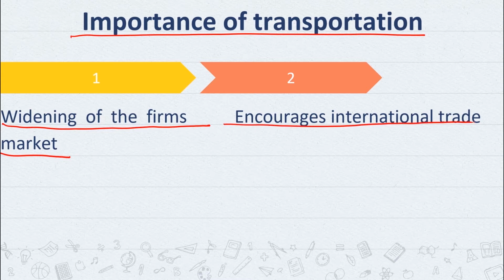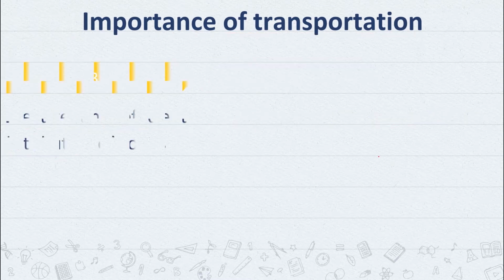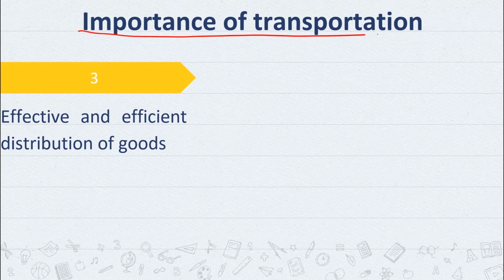Then we have the third one, under importance of transportation. We are looking at effective and efficient distribution of goods and services. Transportation helps in the effective distribution of goods and services. Without transportation, how do you distribute goods that have been produced? Even when you are using beast of burden, you say, okay, let me use donkey. Donkey is another means of transportation.